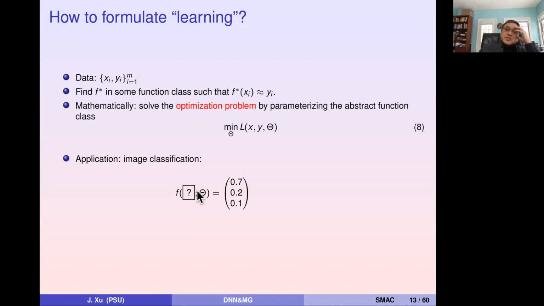You give me a new image. If I get this probability distribution like that, let me just say, because you have a 70% chance that the image is in the first class, that's a cat. I suppose this is a quick description of how, from a mathematical viewpoint, machine learning is done.